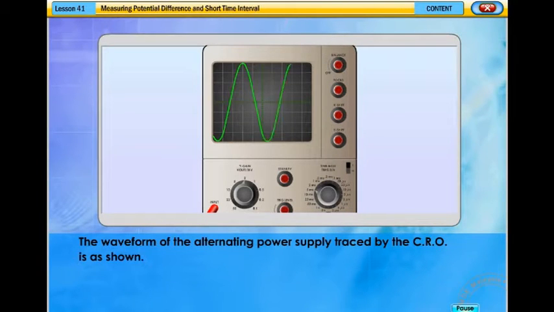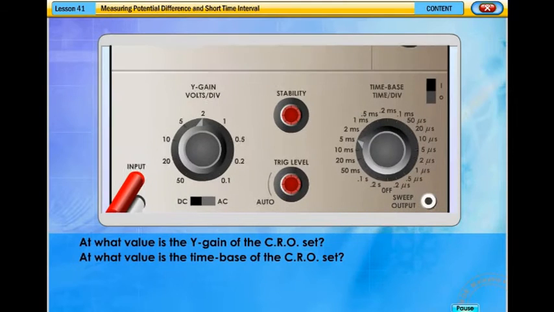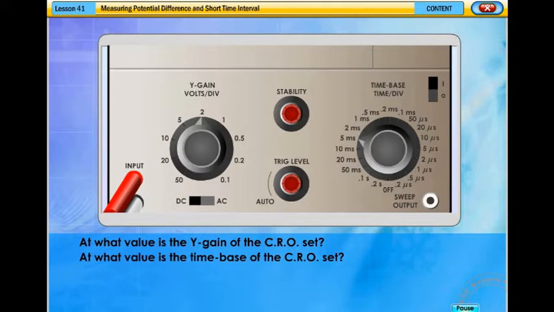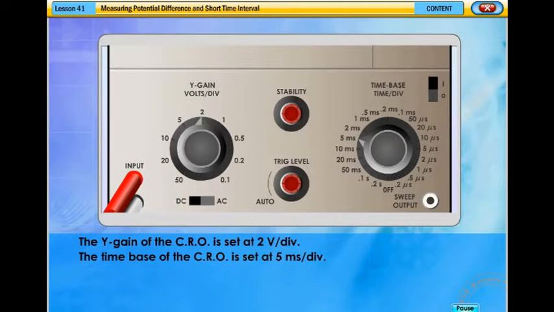The waveform of the alternating power supply traced by the CRO is as shown. At what value is the Y gain of the CRO set? At what value is the time base of the CRO set? The Y gain of the CRO is set at 2 volts per division. The time base of the CRO is set at 5 milliseconds per division.